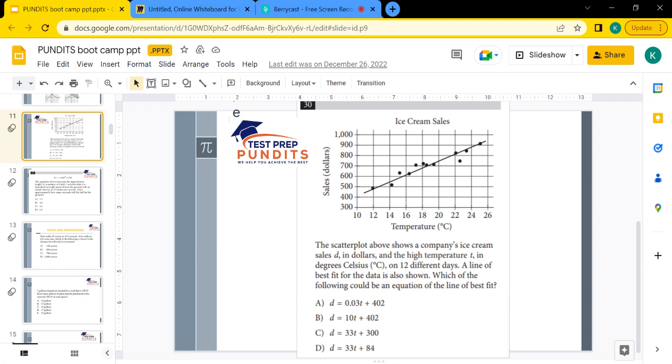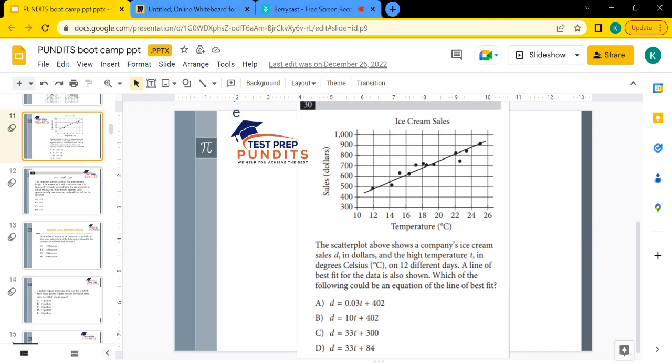They've given us a scatter plot. The scatter plot above shows a company's ice cream sales D in dollars and the high temperature T in degrees Celsius on 12 different days. A line of best fit is also shown. Which of the following could be an equation of the line of best fit?